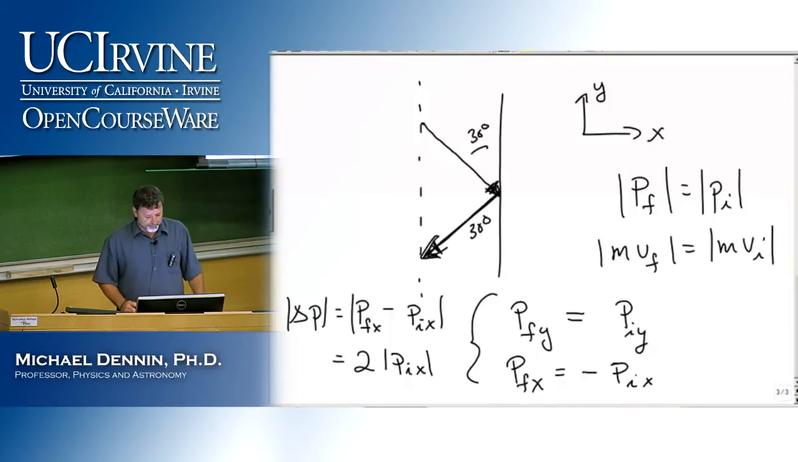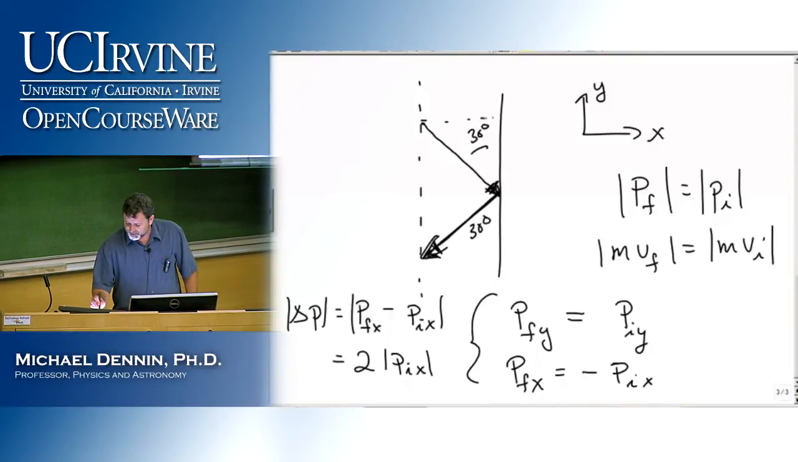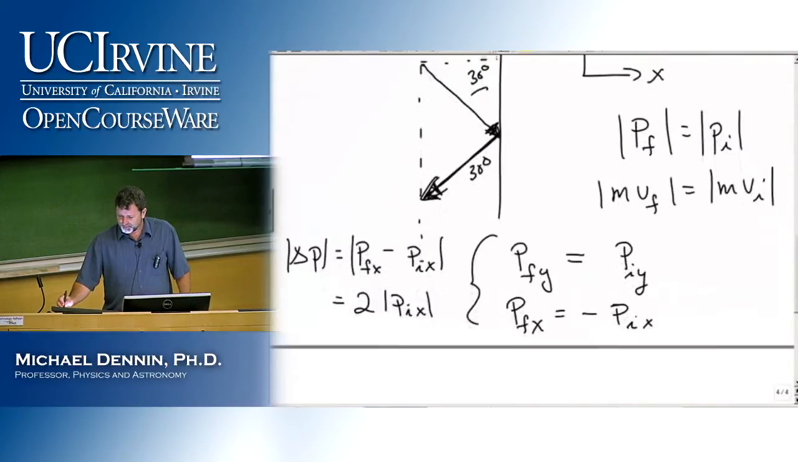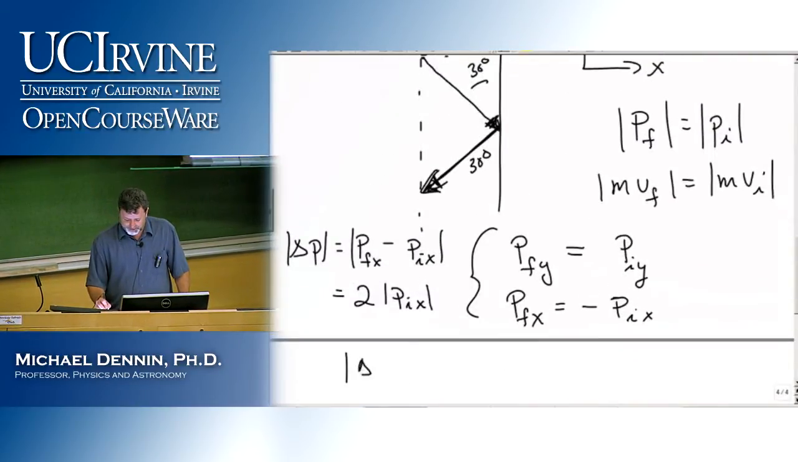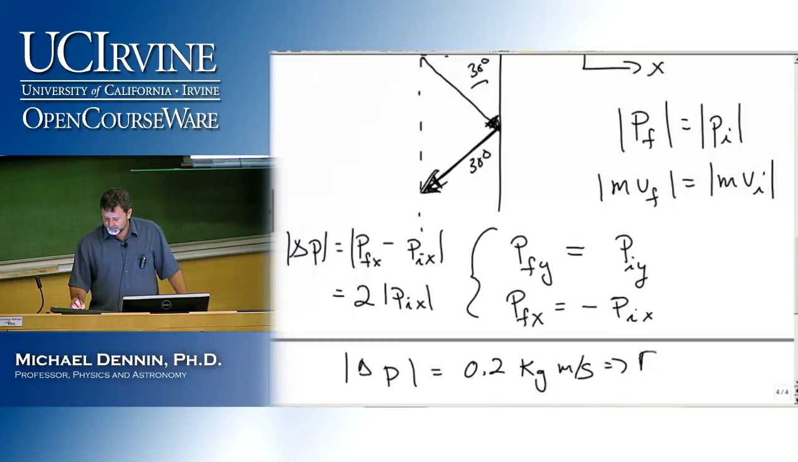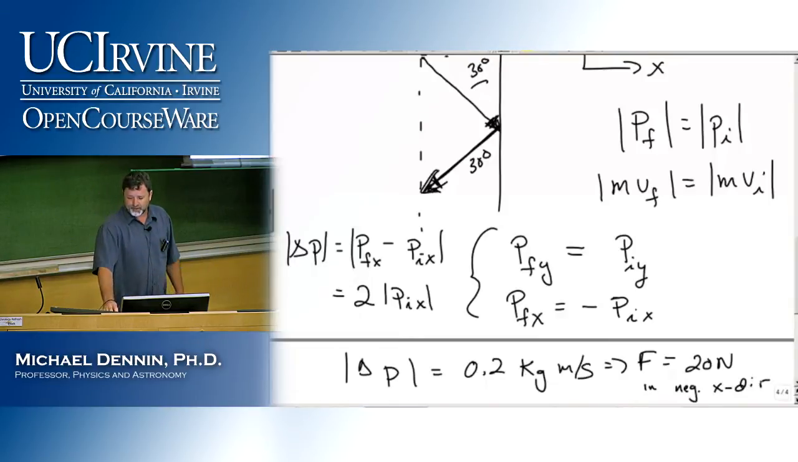And so now I just pick up, in this case, the x component there is 30. This is p initial sine 30. So I pick up that sine 30, and the change in p, delta p, is now 0.2 kilogram meters per second. And so the average force is 20 newtons, and it's in the negative x direction, is one way I can give it, having defined the coordinate system.